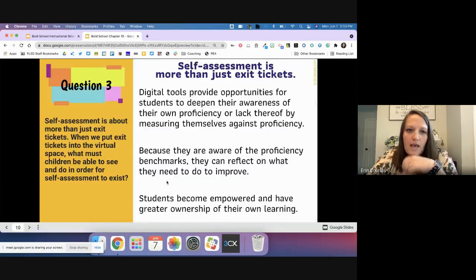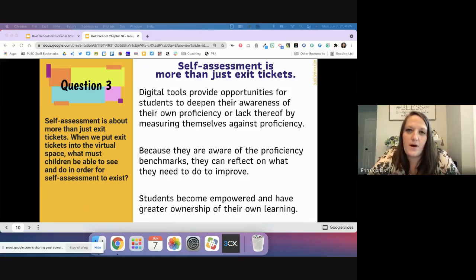All right. And then question 3 was, self-assessment is about more than just exit tickets. When we put exit tickets into the virtual space, what must children be able to see and do in order for true self-assessment to exist? Obviously the big takeaway is more than just exit tickets, but those digital tools allow students to have a deeper understanding of their own proficiency or lack thereof. And the biggest thing is by measuring themselves against proficiency.